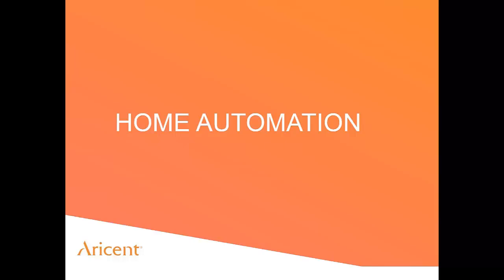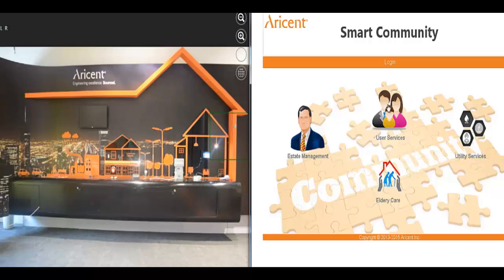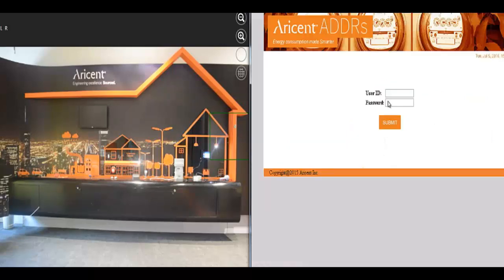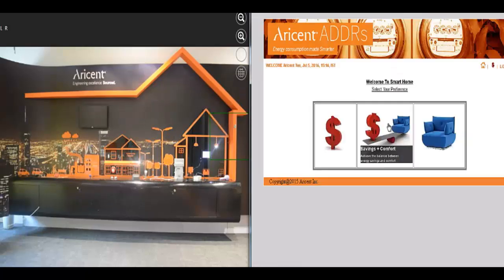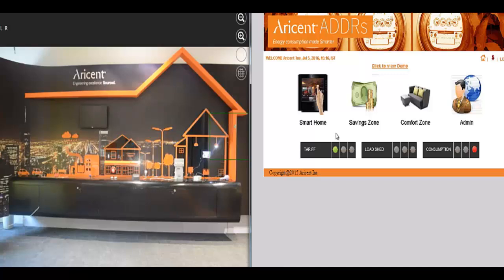The next option is home automation for residential users. Each user is given secured access to the application to control and monitor individual user smart devices. Various choices are provided to the user based on his or her preference, whether it is savings mode or comfort mode. Based on this choice, certain parameters are automatically set for home automation purposes.